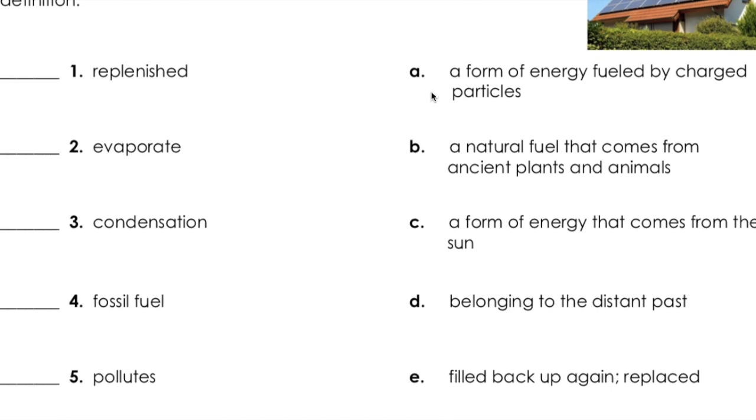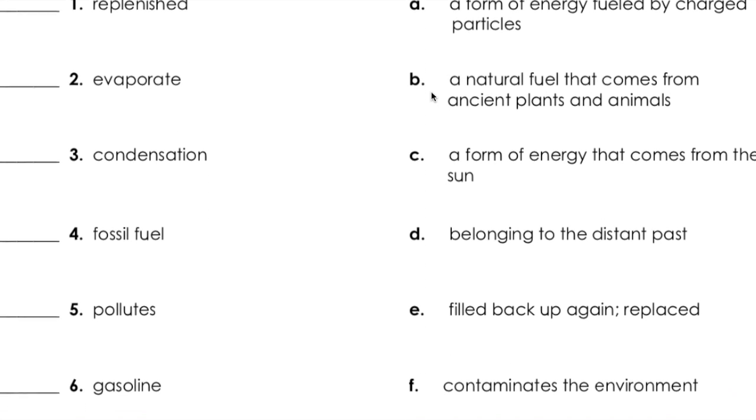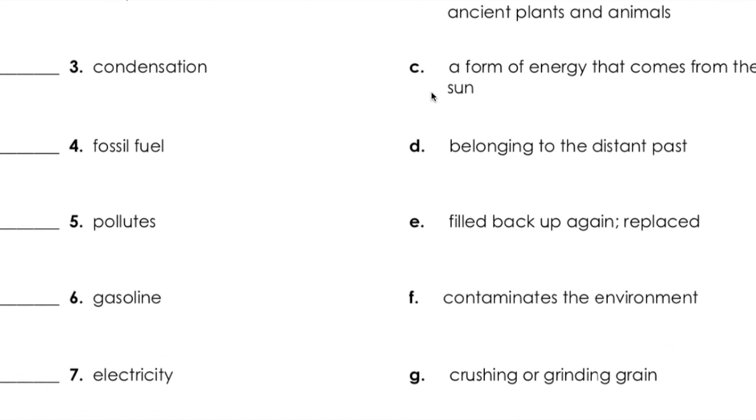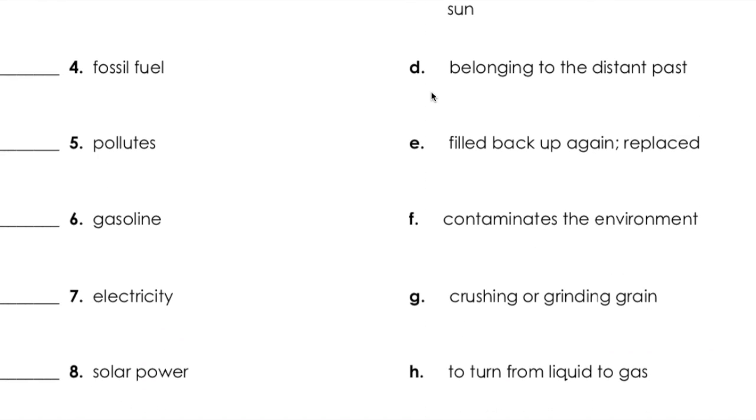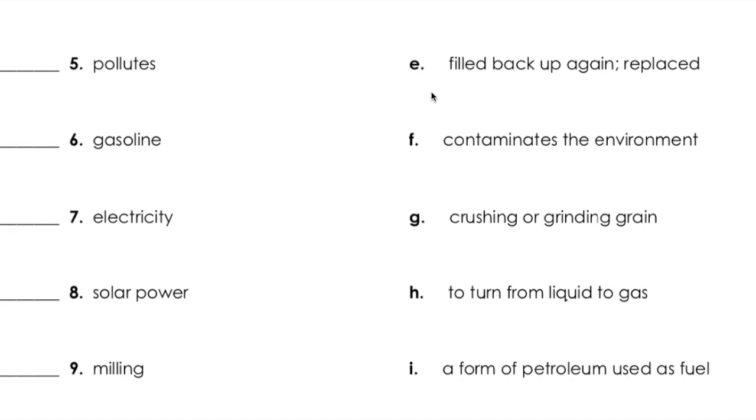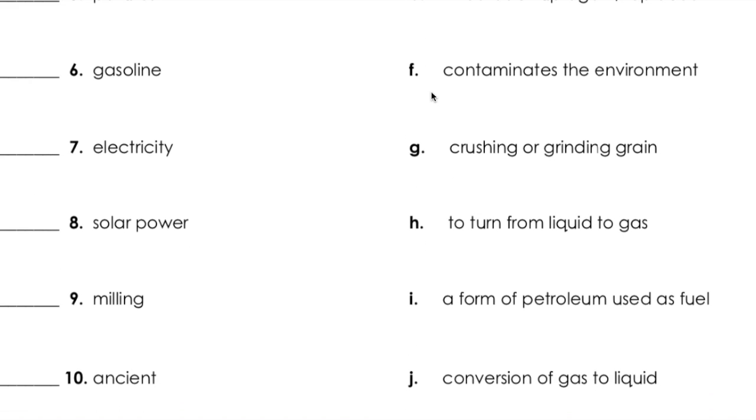Our definitions are: A, a form of energy fueled by charged particles. B, a natural fuel that comes from ancient plants and animals. C, a form of energy that comes from the sun. D, belonging to the distant past. E, filled back up again, replaced. F, contaminates the environment.